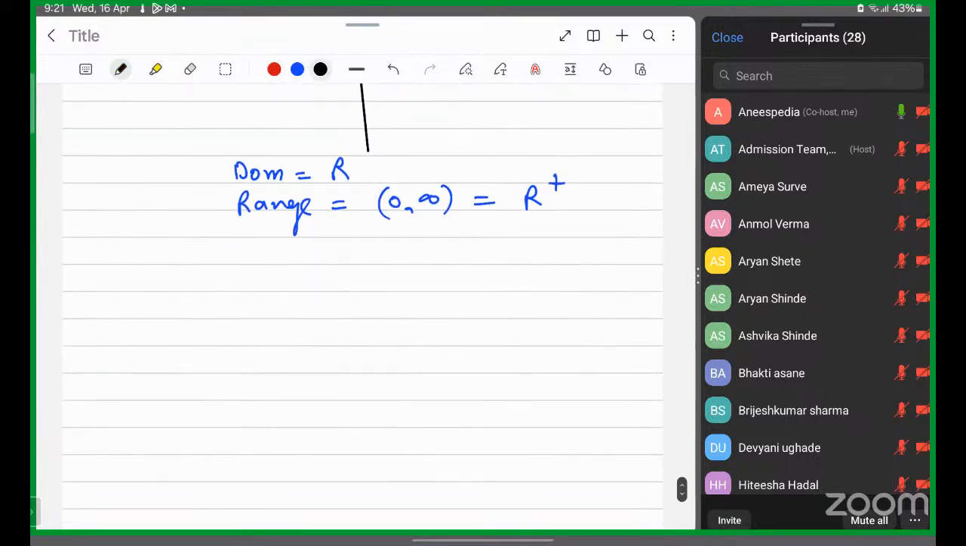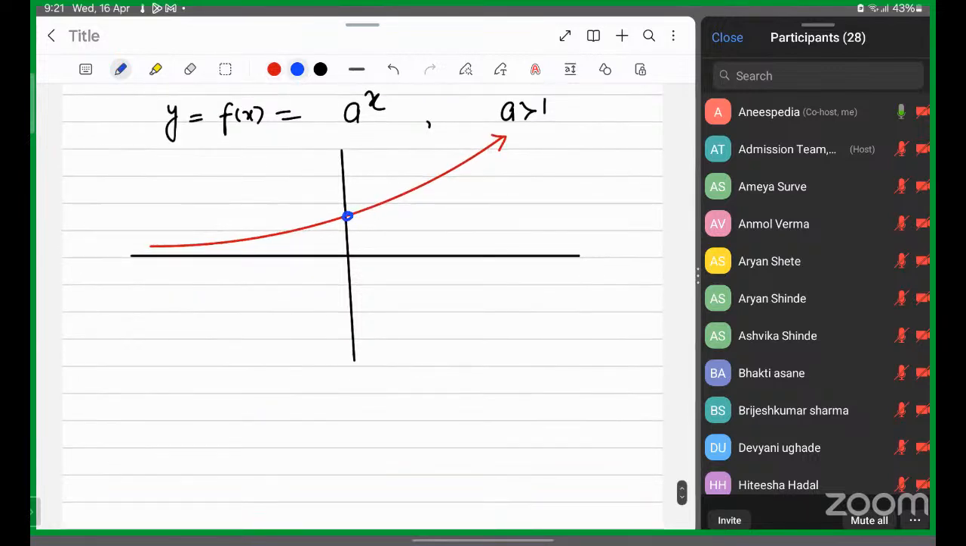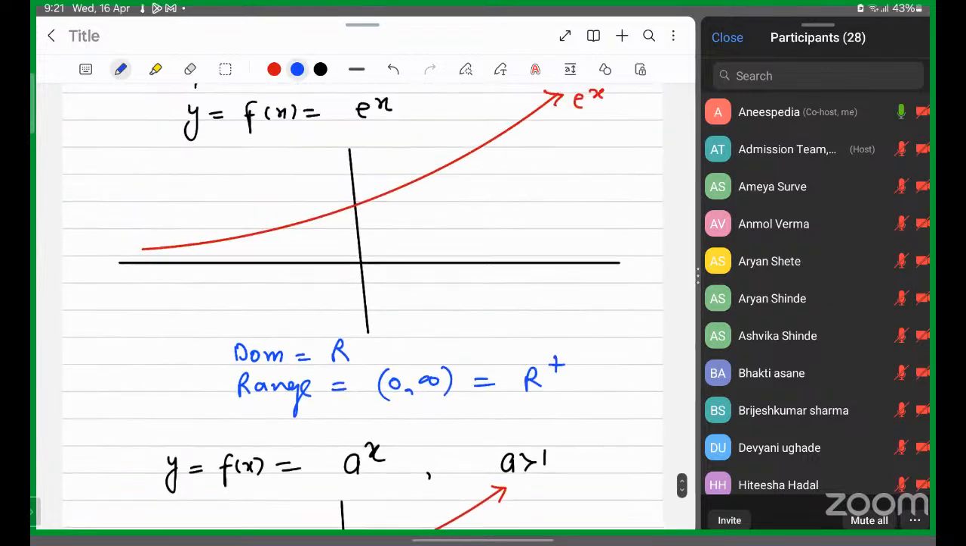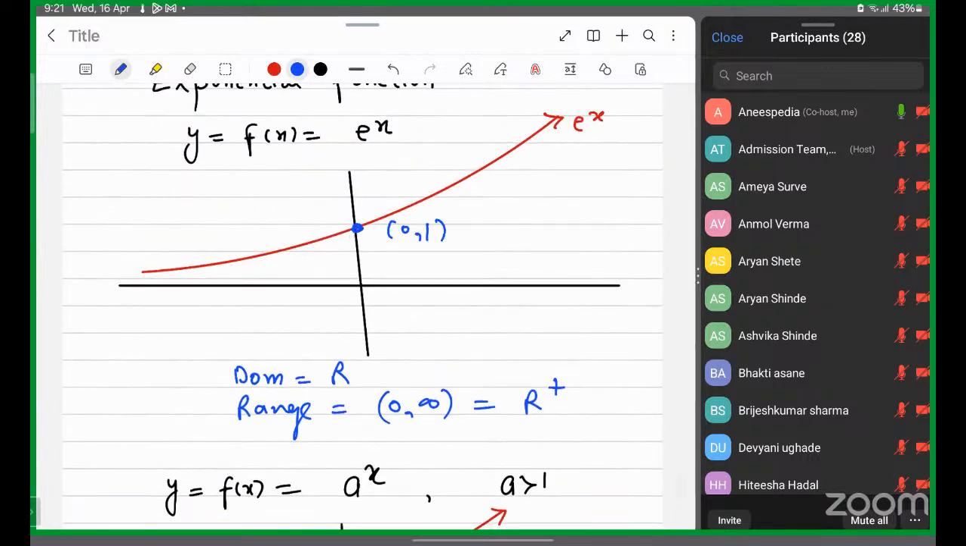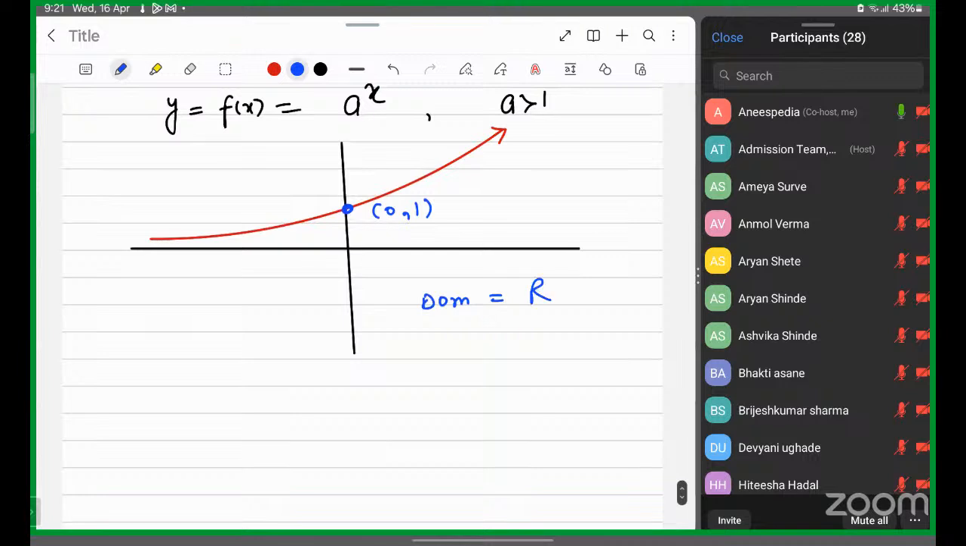So this will be 0 to infinity, which is the same as R plus. If we have a raised to power x, and let's say a is greater than 1, in that case the graph will go like this. This point will be (0, 1). Same is true here, this will also be (0, 1). If you look at the domain from the graph, it can take any possible value. And if you look at the range, again it cannot be negative, so it will be 0 to infinity. Only positive real numbers.